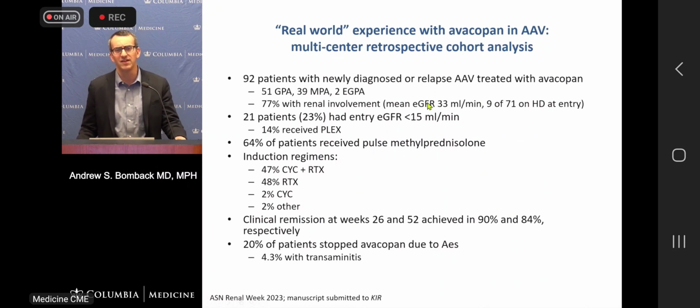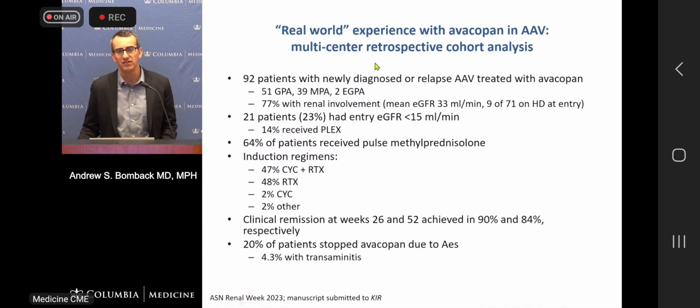Now, the data that I think is the most crucial to come out after ADVOCATE beyond these subgroup analyses is what has been called the real-world experience with Avacopan in ANCA-associated vasculitis. So this is a group of nephrologists who pooled their data in terms of how they've been using Avacopan since the drug was FDA approved after the ADVOCATE study. So it's a multi-center retrospective cohort analysis. This was first presented at ASN Kidney Week this year, and there's a manuscript that's under review at Kidney International Reports, which hopefully will be published soon.